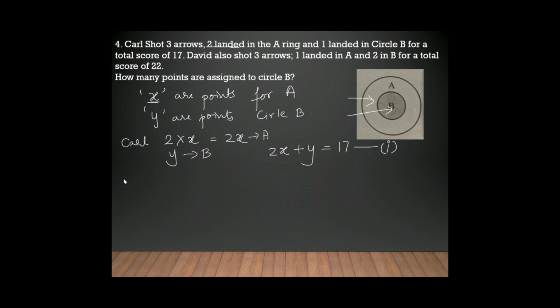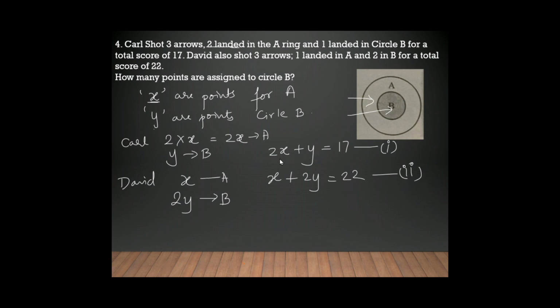Okay. Then David, he also shot 3 arrows, of which one landed in A. Since one landed in A, his score is just x, 1x, and 2 landed in B. So for B, his score is going to be 2y because there are 2 arrows landing in B. And the total score given is x plus 2y is equal to 22. This we are going to consider as equation number 2.